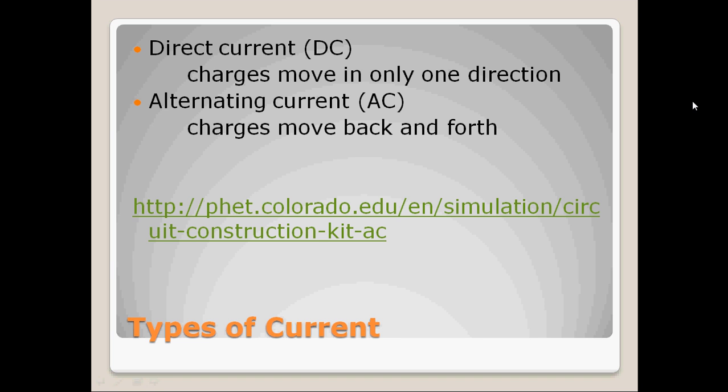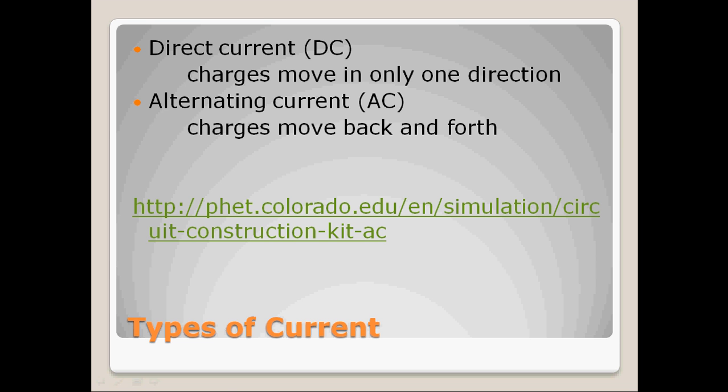Now, alternating current, AC circuits, on the other hand, have charges moving back and forth. And the reason for this is because the potential difference is constantly swapping back and forth. So the electrons will run one way, and then the potential difference will swap, and so then they'll run the other way, and then they run back the other way, and so on and so forth.